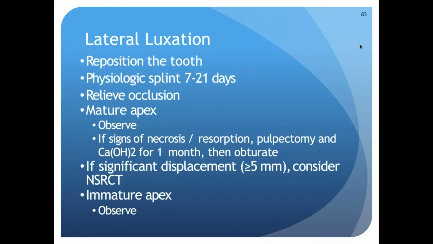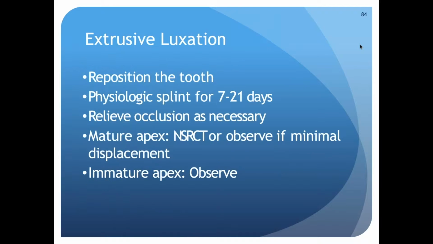Next is our lateral luxation. We're going to reposition our tooth. Again, a physiologic splint from anywhere from 7 to 21 days. We're going to relieve the occlusion so we're not banging on that tooth. If it's a mature apex, we're going to observe it. If we get signs of necrosis or resorption, we want to do a pulpectomy for about a month, and then we're going to obturate it. If there's significant displacement greater than 5 millimeters, we want to consider doing the root canal right away. Again, in our immature apex, we can just observe and see what happens.